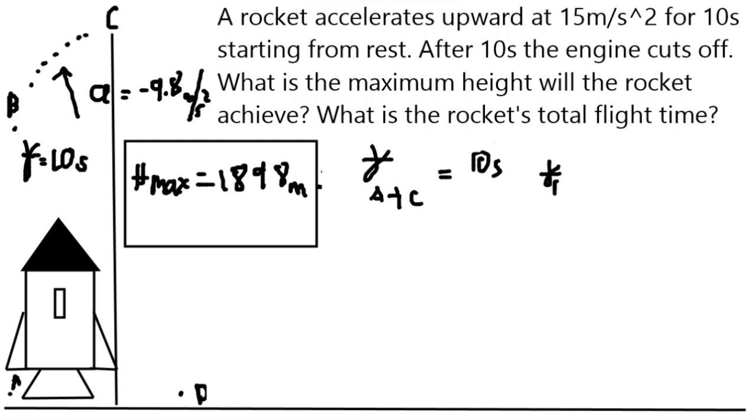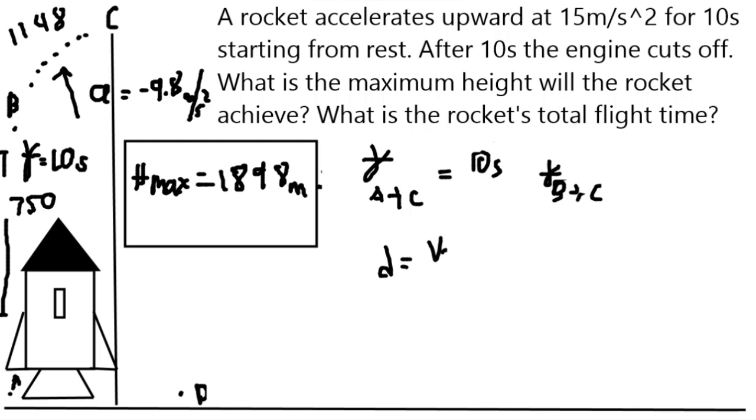Does it fly from A to B to C to D? So how long until it hits the ground and explodes? So we already know the time it takes from A to C. That's going to be 10 seconds. But we do not know the time it takes from B to C. We already know the distance. That's going to be 1148. And we got 750 on the way from A to B.